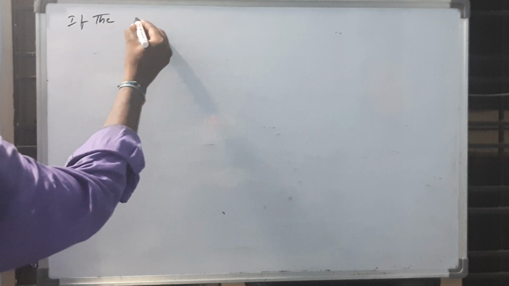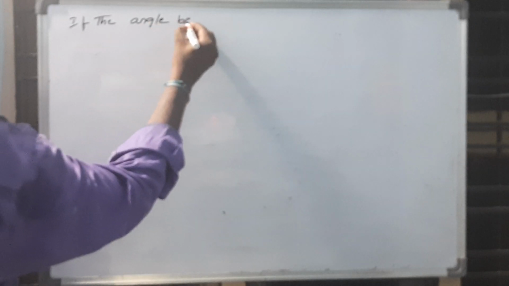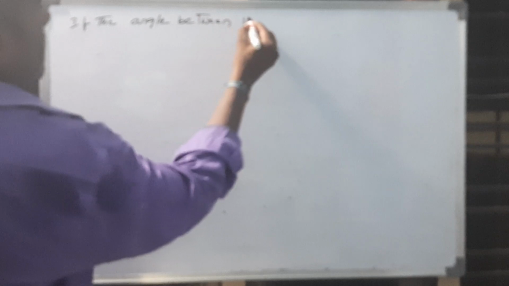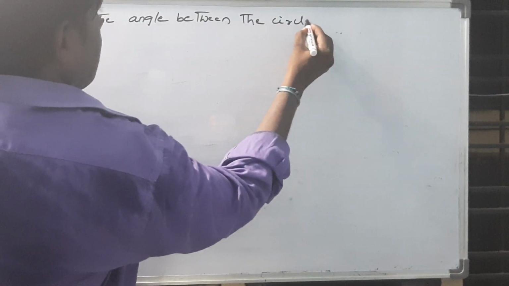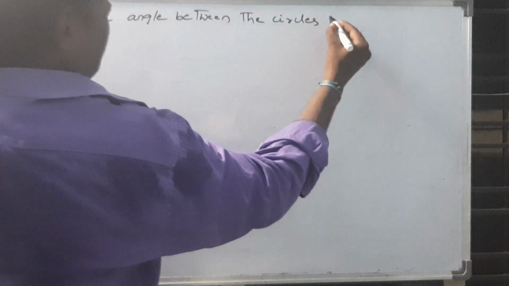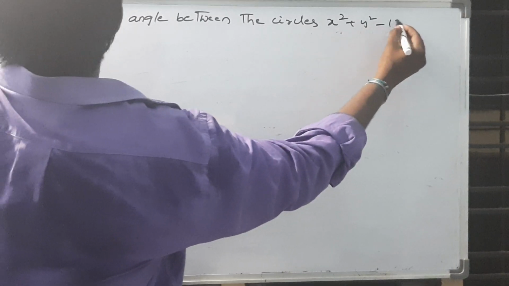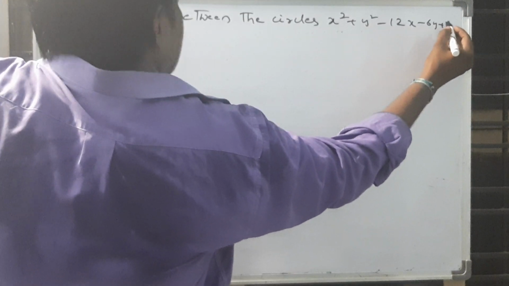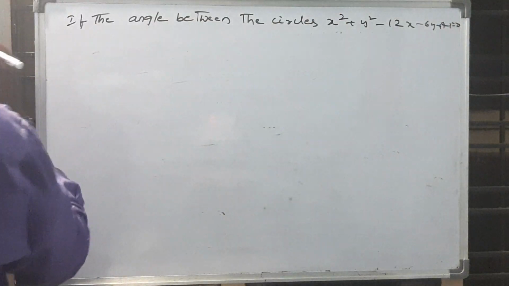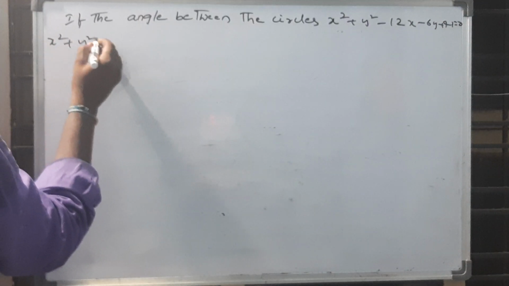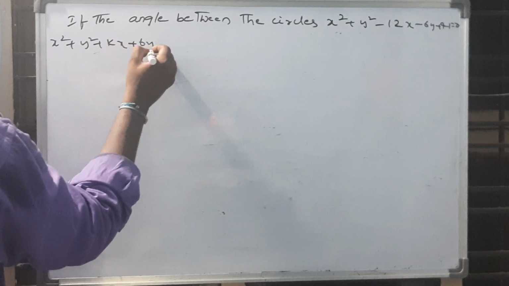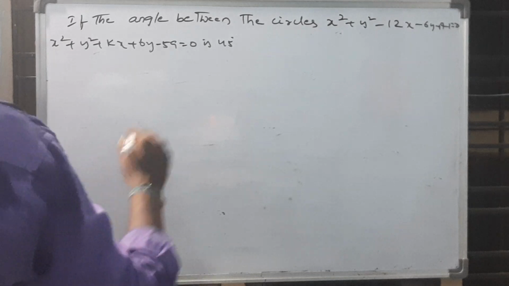See the next problem now. If the angle between the circles x square plus y square minus 12x minus 6y plus 41 equal to 0 and x square plus y square plus kx plus 6y minus 59 equal to 0 is 45 degrees, find k.